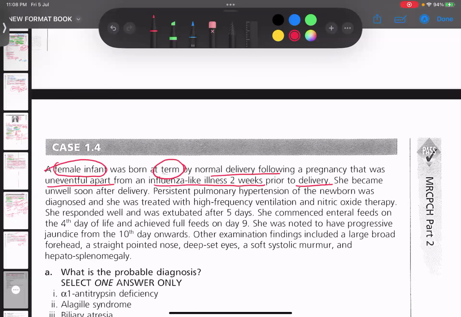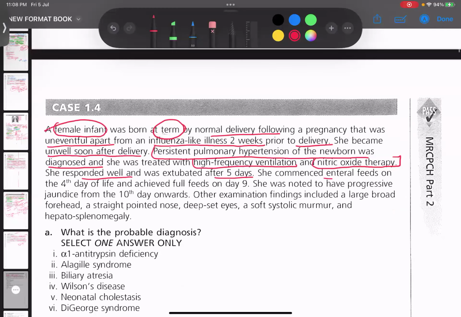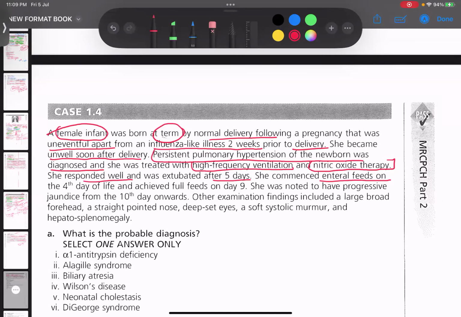Okay, she became unwell soon after delivery. Persistent pulmonary hypertension of the newborn was diagnosed and was treated with high-frequency ventilation and nitric oxide pulmonary vasodilator. She responded well and was extubated after 5 days. She commenced on enteral feeds on the 4th day of life and achieved full feeds on day 9. Okay, good and well. She was noted to have progressive jaundice from 10th day of life onwards.